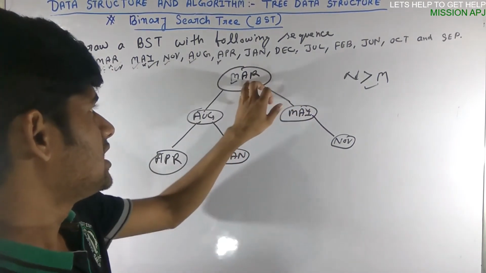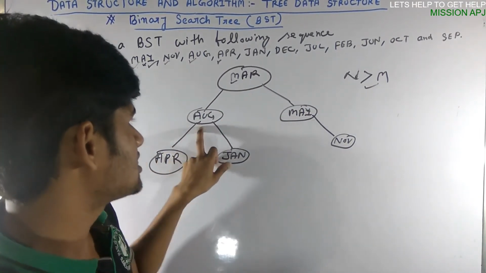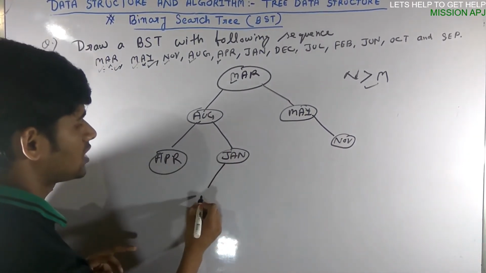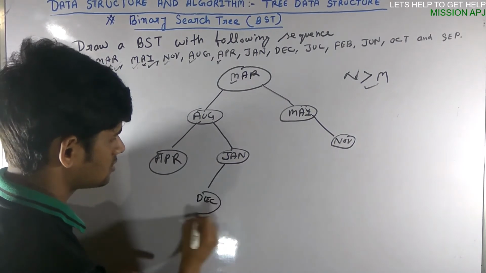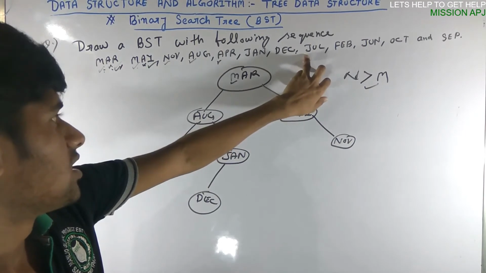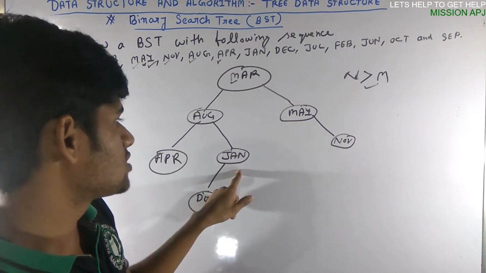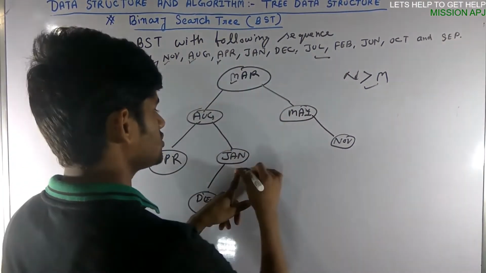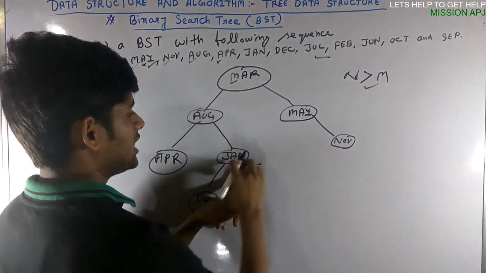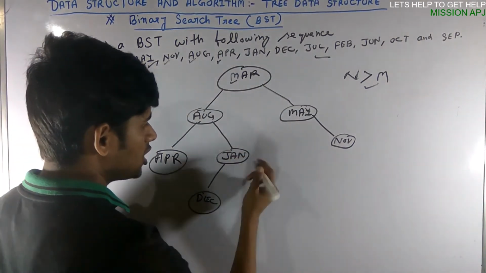Then December. D is greater than M? No, D is less than M, so it will go left. D is greater than A, of course, so it will go right. But D is less than J, so it will go left. So DEC. Now July, JUL. J is less than M, so it will go here. J is greater than A, it will go here. Here J is equal to J. First letter equal, so we cannot compare. So A and U will be compared. U is greater than A. So it will go right.